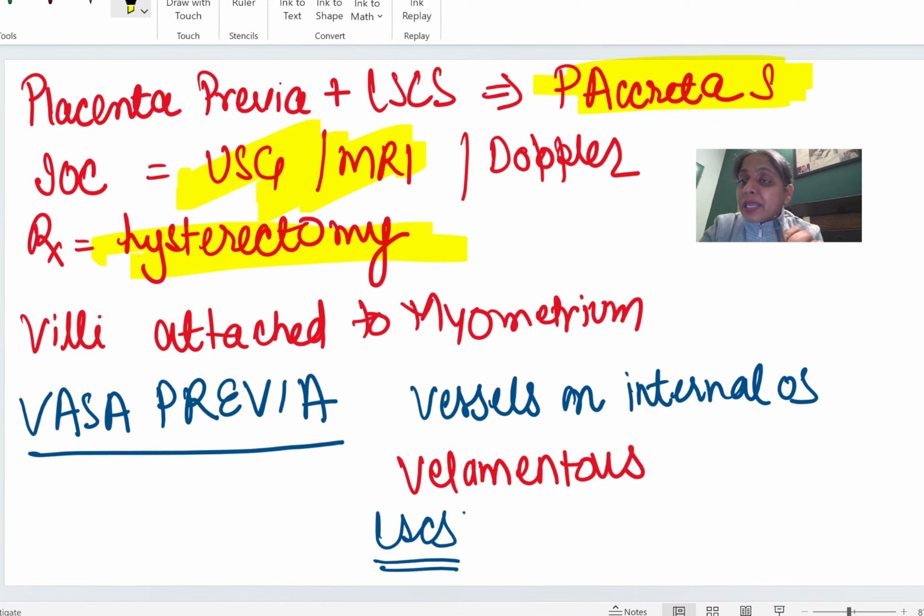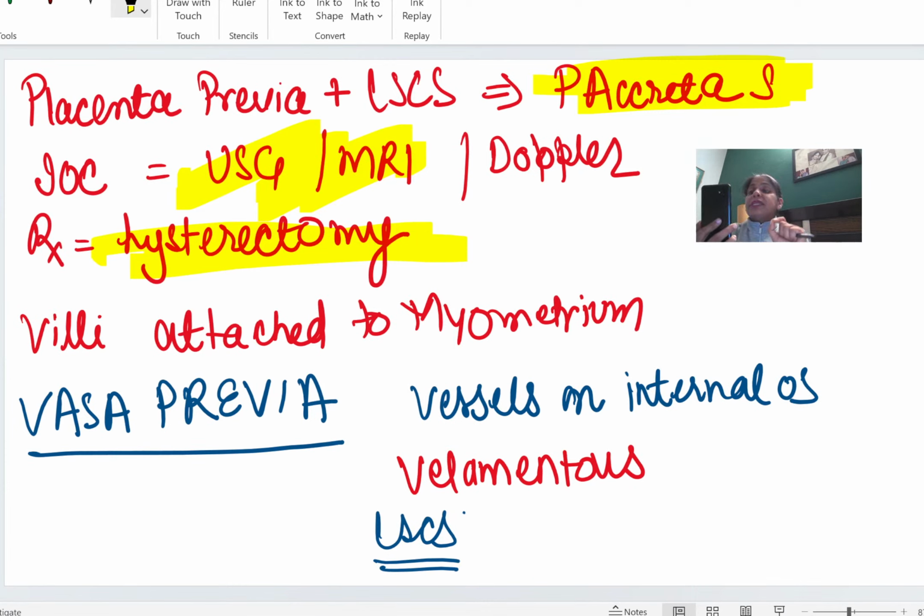Along with the cesarean, once you take out the baby, you have to do a hysterectomy. Okay, what is the third most important cause of placenta previa? The third most important cause is vasa previa. Okay, the vessels. What is vasa previa?